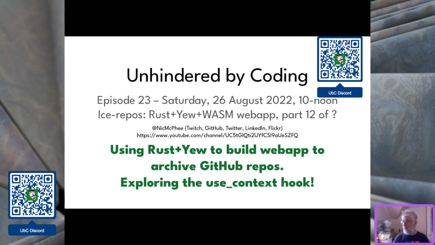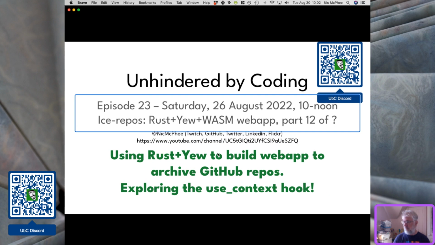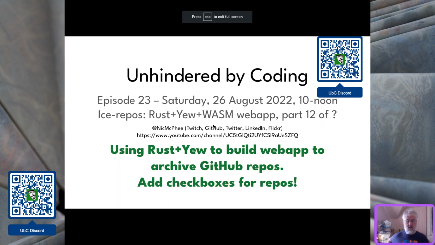And I think last Saturday's stream, where basically I just moved everything into their own modules, was good. It needed to happen. I'm glad that I did it, but of course it added zero functionality, and I think probably doing yet another refactoring to focus on context probably isn't the right thing to do here. So I'm actually going to change this on the fly to say add checkboxes for repos. Boom. So I think that's what we're going to focus on today.